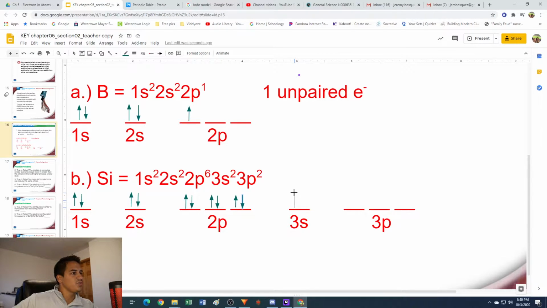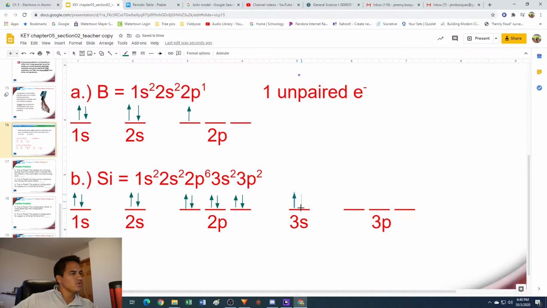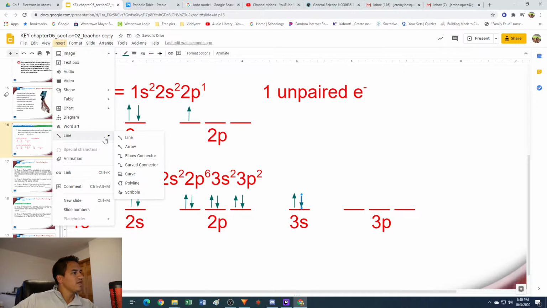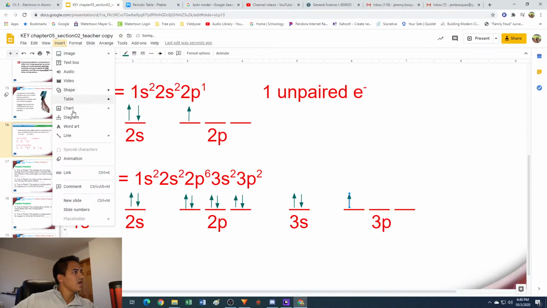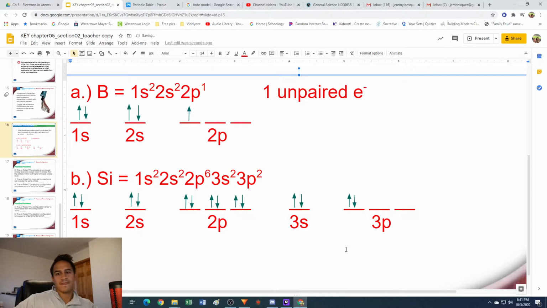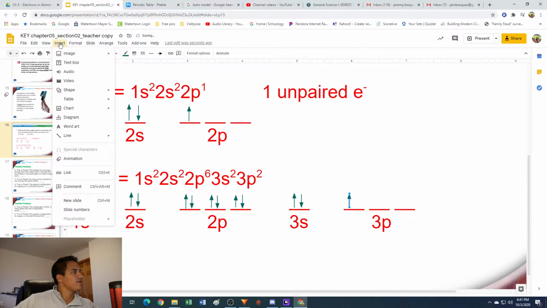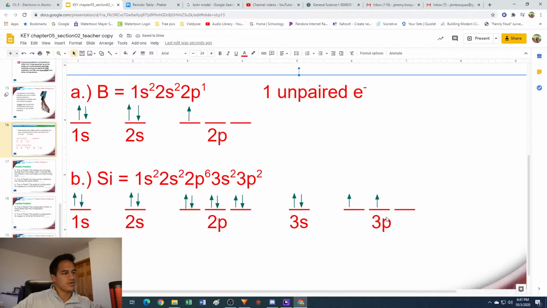Now, granted, even though it's 2p6 and we know they're all filled, it's just a good habit to get into. Otherwise, what's going to happen is, for example, we get here to 3p2, and you might want to do this. So you go, oh, 3p2. Okay, so let's go 1 here up, and then 1 here down, right? Let's do it like this. No, that's wrong, okay? You can't pair them up. They have to be separate. So it's a good habit to get into to put an arrow in each box first, because when you get to things like this, we know that they have to be separate.